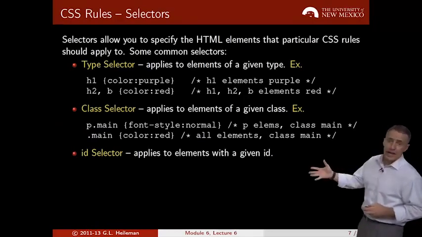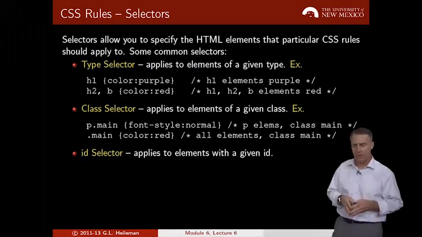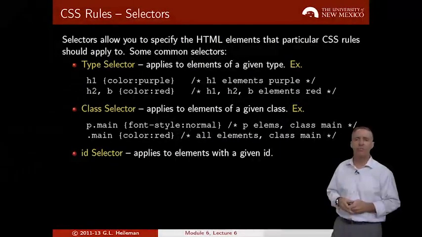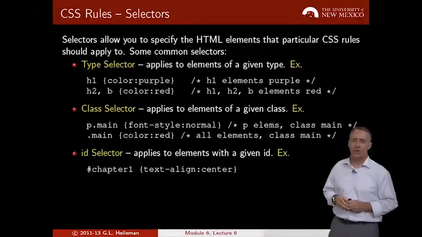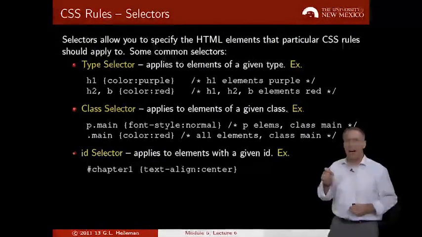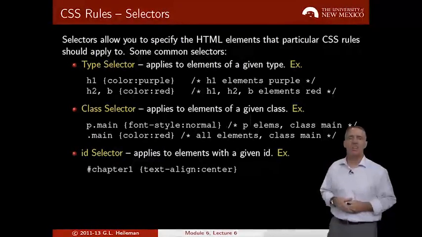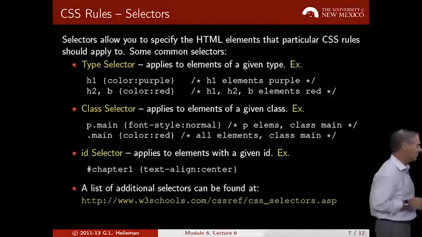There's also an ID selector. Remember, IDs within an HTML document have to be unique. And the ID selector is the hash symbol that I show there. So in this case, the element that has ID chapter 1 will be text-aligned centered. And that's what this rule specifies.